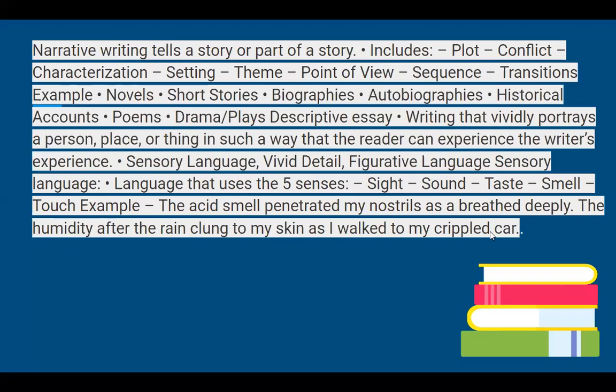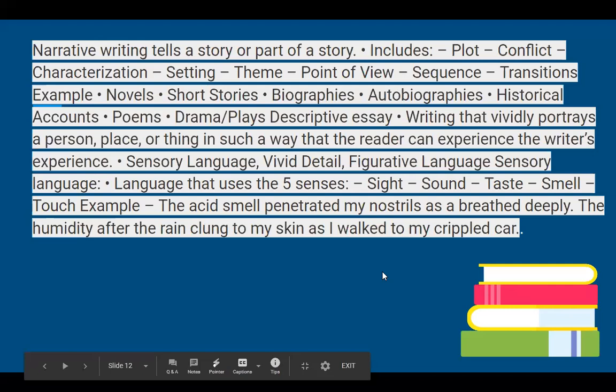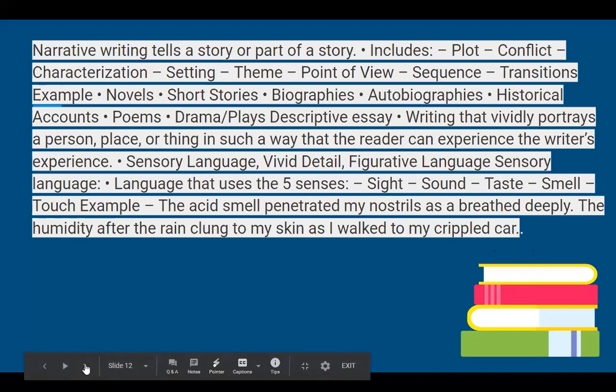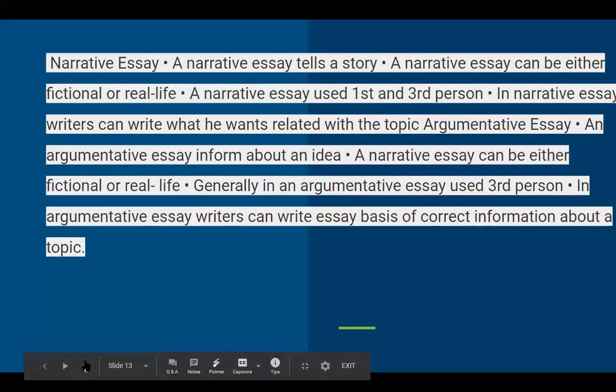The car can be crippled, it can be broken, it can be out of order or something else. But crippled is like people who use crutches, lame people. So why has the word cripple been used for the car? In order to visualize it sensuously. So it's a handy tool in the hands of the writer to use this sense of perception.